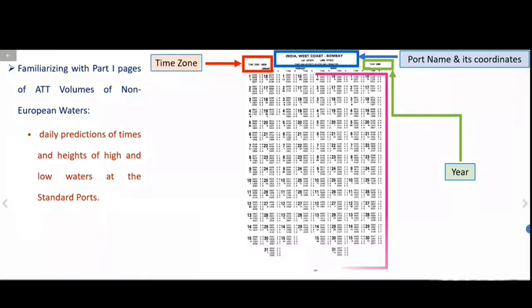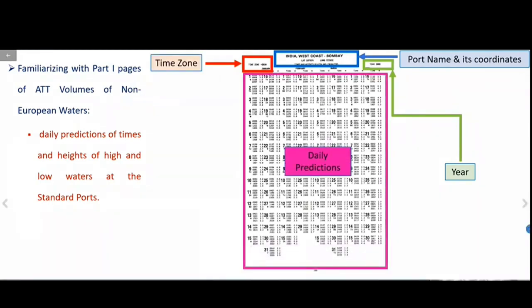And then we have this main body of the page, which contains the daily predictions. So this page is similar to what we also had in ATT volume 1. We shall now familiarize ourselves with the diagram that shall facilitate calculation of heights of tide at times other than high water and low water.